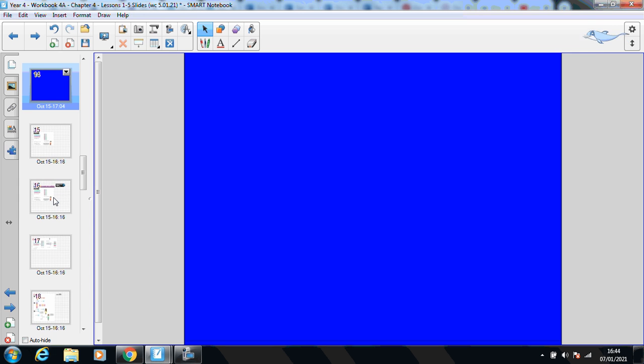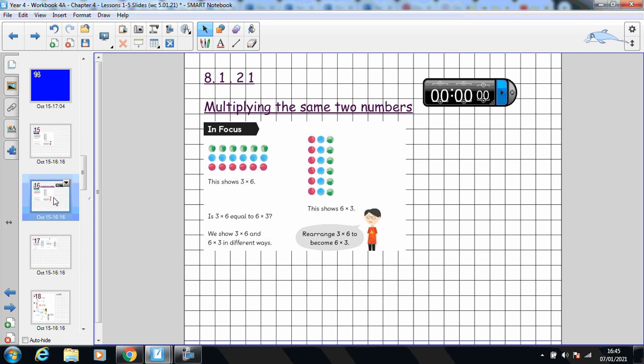Okay, let's have a look at our In Focus. Today we're looking at multiplying the same two numbers. What can we see in the In Focus? It says this shows 3 times 6. There are 1, 2, 3 lots of 6 marbles. This shows 6 times 3. There are 1, 2, 3, 4, 5, 6 lots of 3.